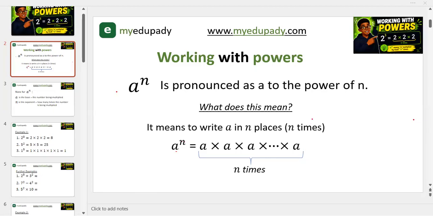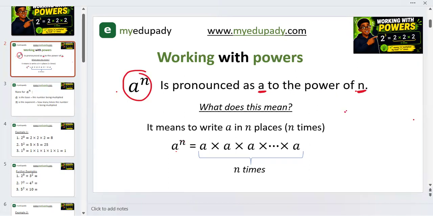In today's video, we are going to be looking at the topic working with powers, otherwise known as working with exponents. All right, so let's say we have something that looks like this. How do we pronounce this? We pronounce this as a to the power of n. And what it simply means is that we are writing a in n places, that is n number of times.